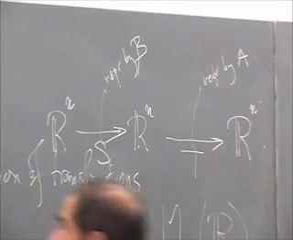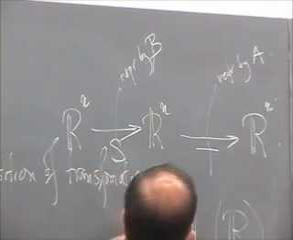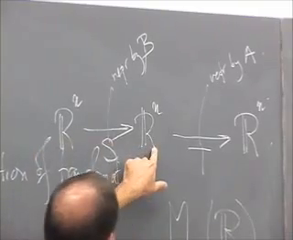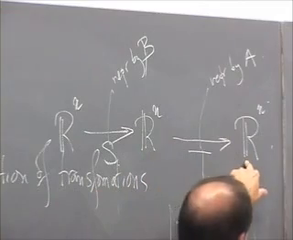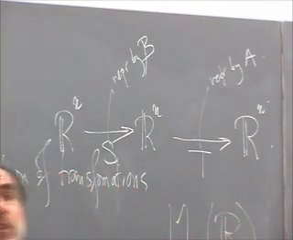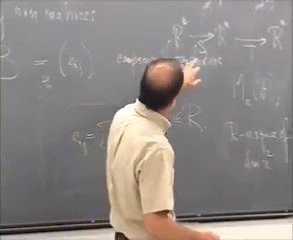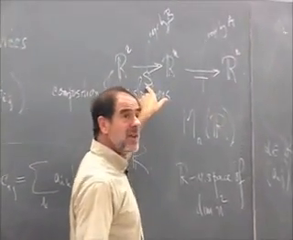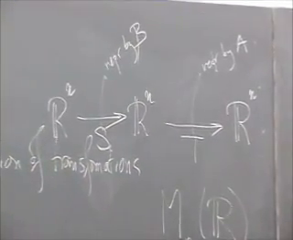Then the product, first do B, then do A, represents the composition of the transformations. First, take the transformation S and compose it with the transformation T. Now, one thing that we emphasize a lot when you study linear algebra is that that may not be equal to first doing the transformation T and then doing the transformation S.